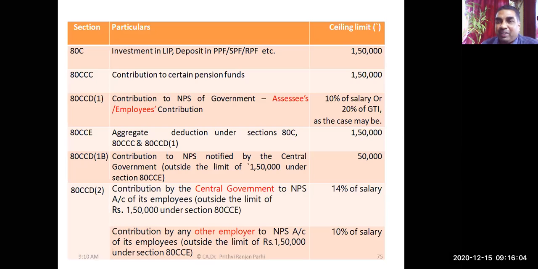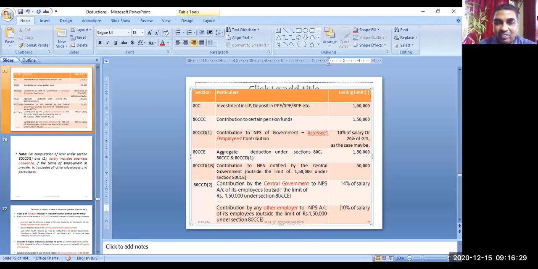Right. Now, if it is not central government, some other employer, then how much can be contribution? Contribution can be any amount, but how much can be the deduction for this contribution? That is 10% of salary. 10% of the salary. But again, you have to remember, it is outside the 1,50,000 limit. So the limit of 1,50,000 is not applicable. This is again over and above 1,50,000.